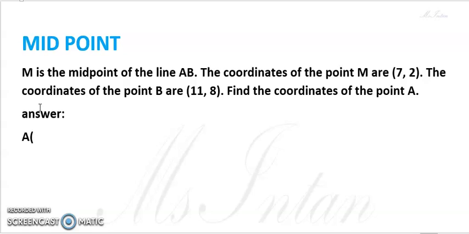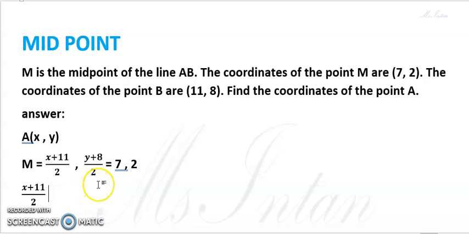Let coordinate A be (x, y). M is equal to ((x + 11)/2, (y + 8)/2). This is equal to (7, 2).